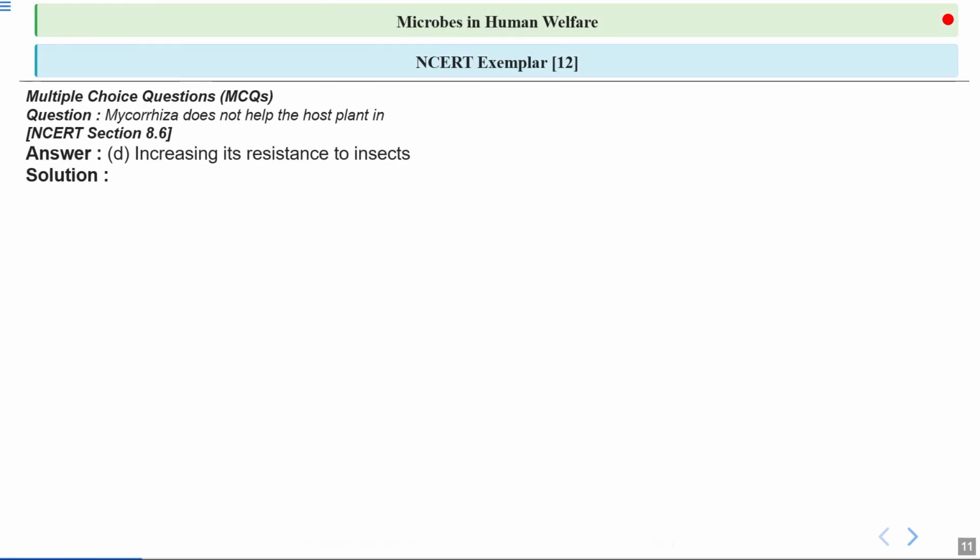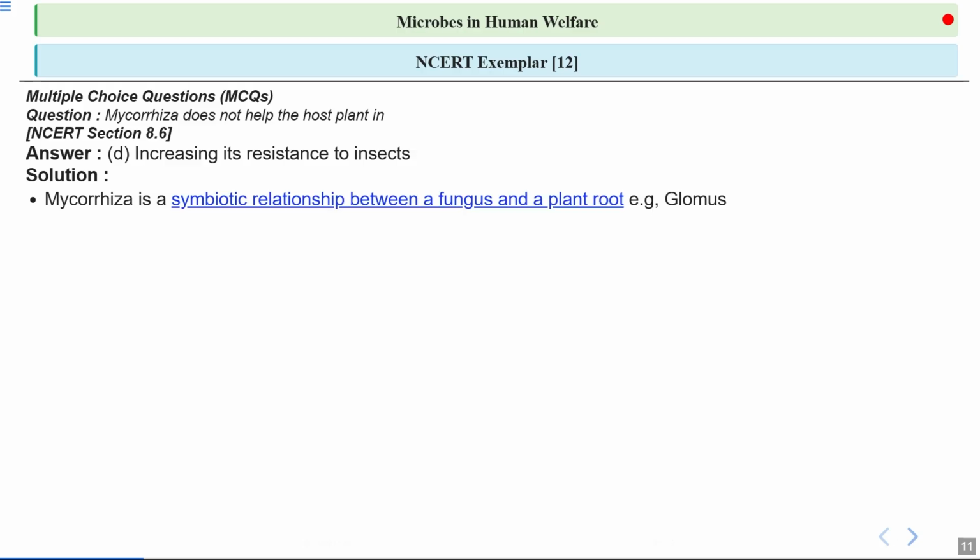Let's have a look at the answer. Option number D is the correct answer, increasing its resistance to insects. Let's have a look at the explanation. Mycorrhiza forms a symbiotic association. Myco means fungus, rhiza means root. So a fungus forms a symbiotic association with the roots of the plant.